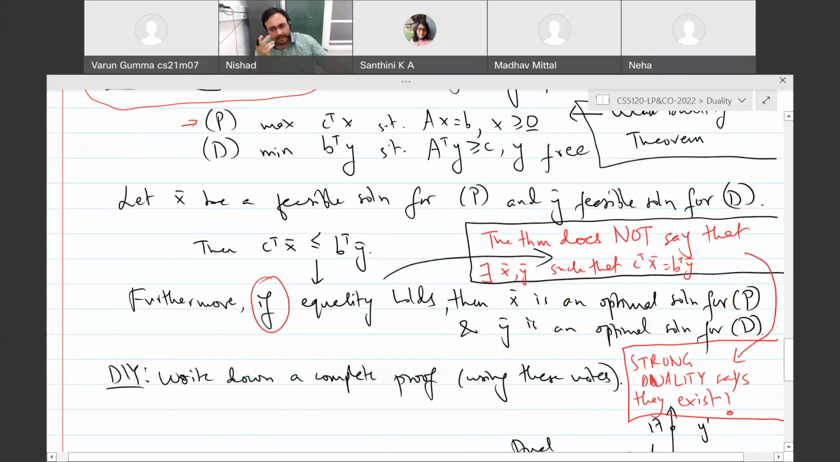Yes, sir. So if we have strong duality, then why do we need weak duality? If we know that we'll always have a solution, why is there just weak duality? Okay, good point. So there are a few answers to that.